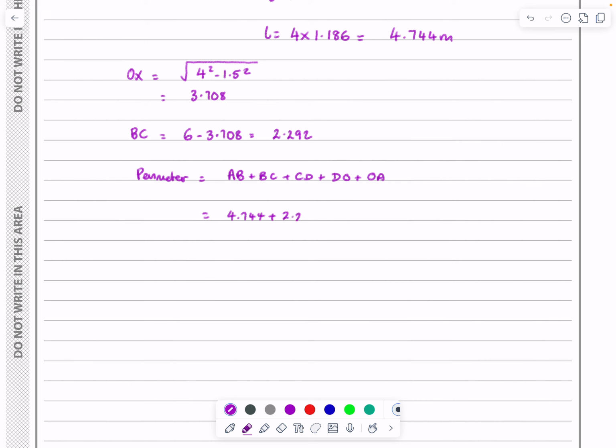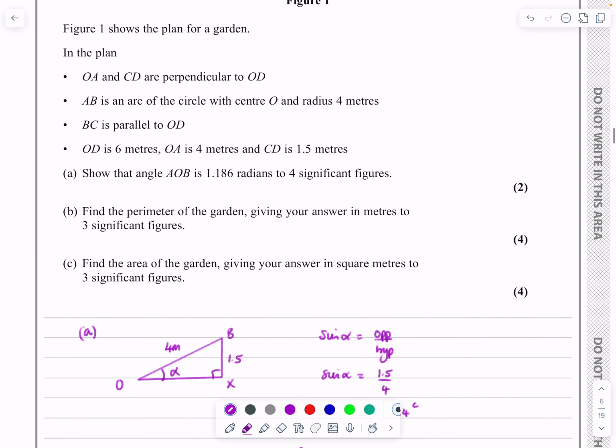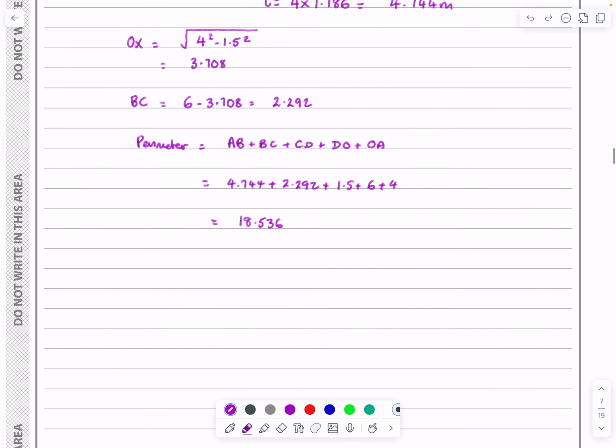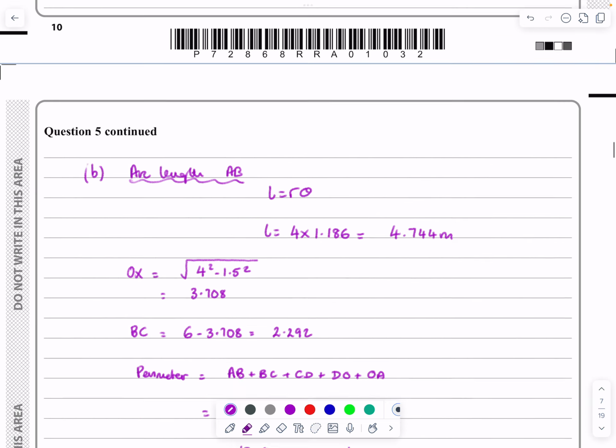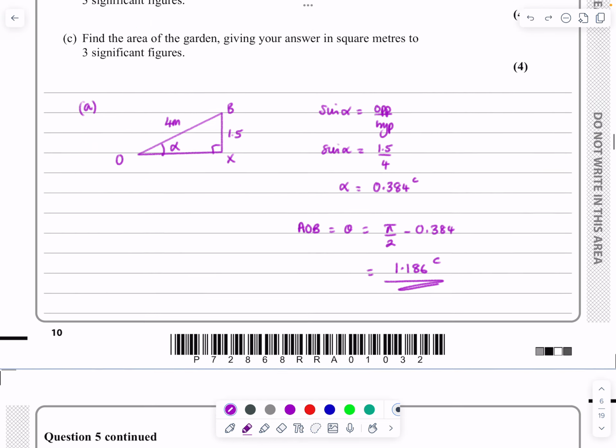Don't think I have in this particular instance, but you always could do, couldn't you? Plus, and then we've got 1.5, we've got 6, and we've got 4 there. So that all works out to be equal to 18.536. I kept it to 3 decimal places, but what do they want? They just want 3 sig figs. Okay, so there's no problem with that. I've got this answer here, but to 3 significant figures then is 18.5 meters, and make it clear that's actually my answer. And previously with that one, that was my answer. Okay, so that's A and B done.